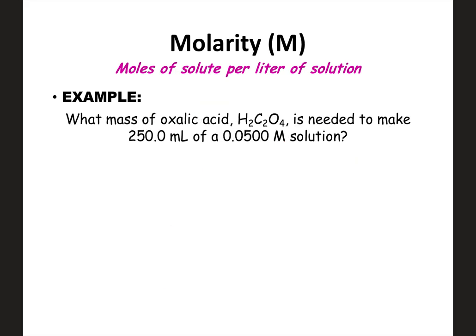This problem wants to know what mass of oxalic acid, and they gave you the formula of oxalic acid, is needed to make 250 milliliters of a 0.0500 molar solution. All right, so this problem, again, does not say find the molarity or find the concentration. So I'm not going to set the problem up as something divided by something. I'm going to start with the number that's not molarity and then use the molarity along the way. Whenever you're given molarity and another number, you start with the other number.